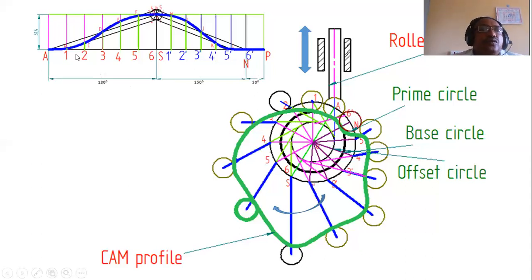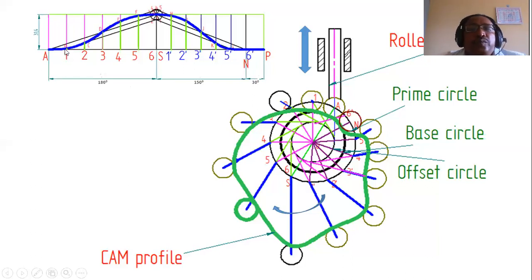Then 1A, exactly you take it at this point only. So we have taken this point, this is a curve tangent to the roller diameter, mark the point. So tangent to the base circle, that is from here, from the prime circle, you mark the point, it is A.